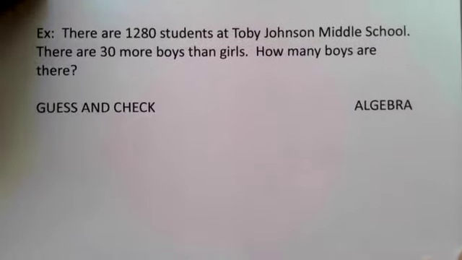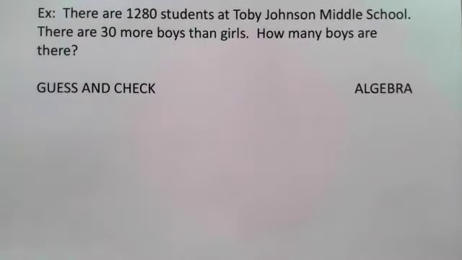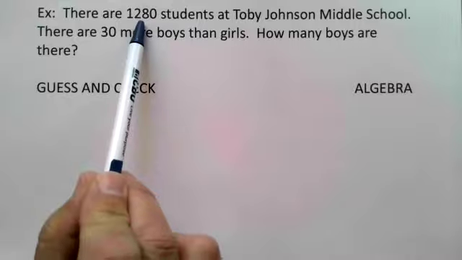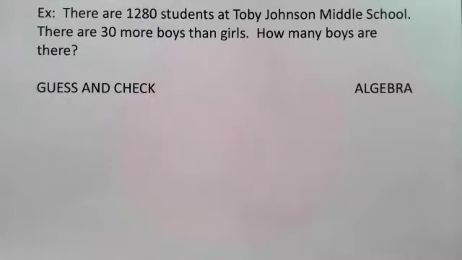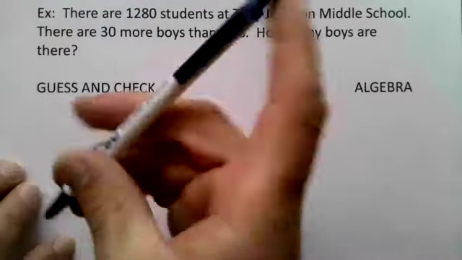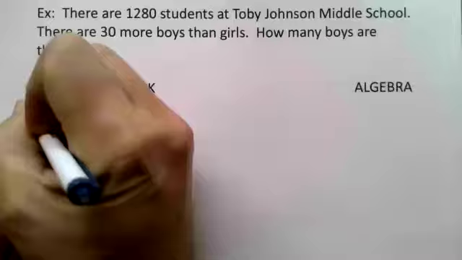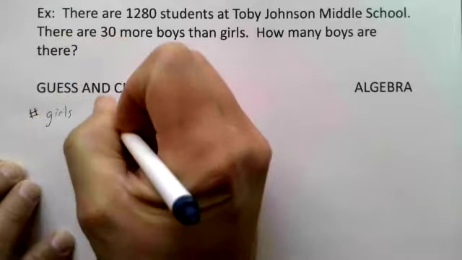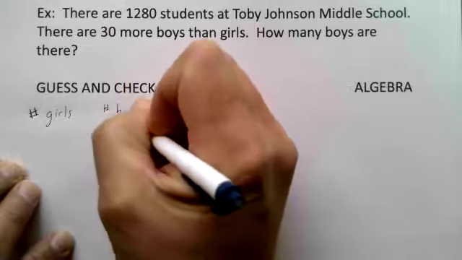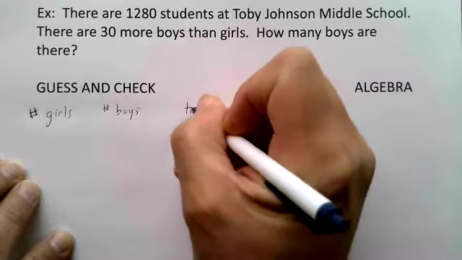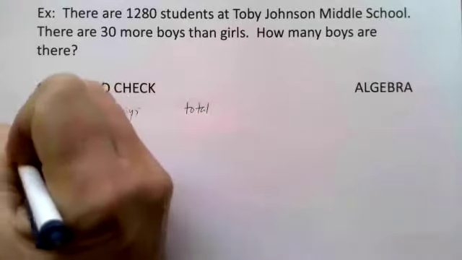What do I mean by guess and check? Well, I don't know how many boys there are. I don't know how many girls there are. I do know that there are 30 more boys than girls, and I know that the boys and girls are supposed to add up to 1,280. So I would start some sort of a chart here. How many girls go to the school? How many boys go to the school? What's the total number of students at the school? Some sort of a chart like that.